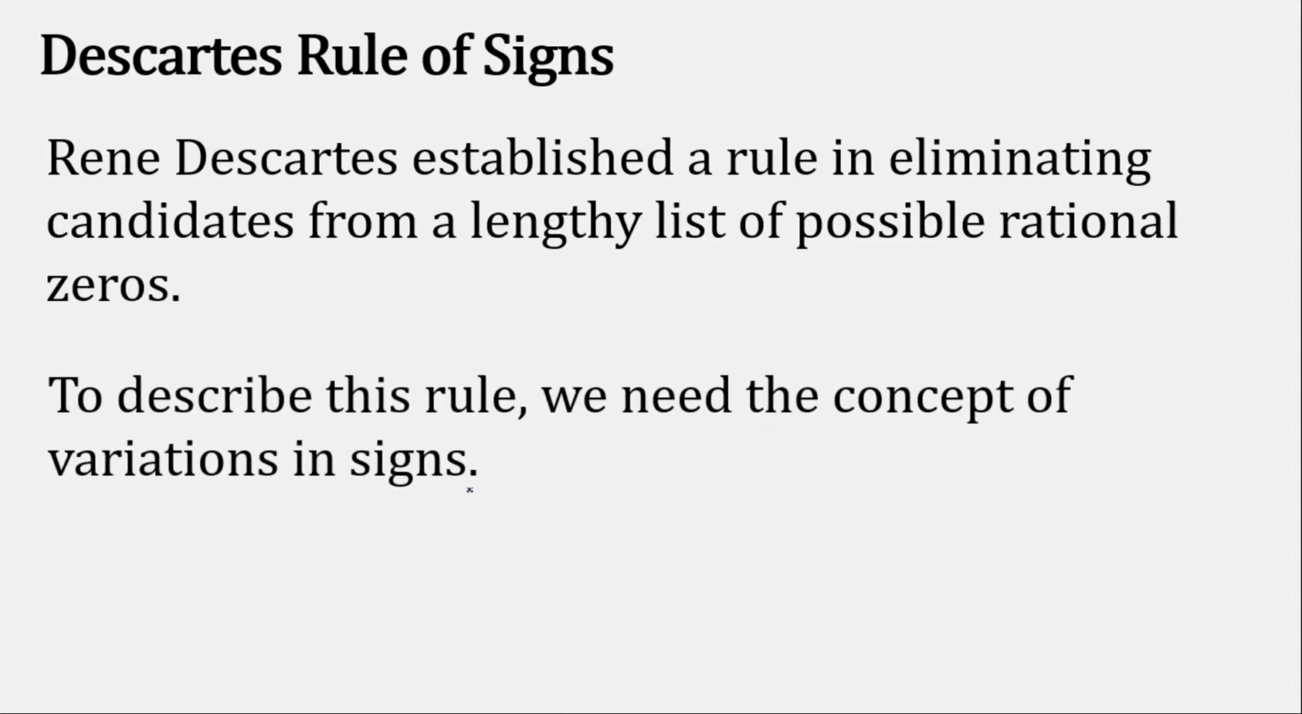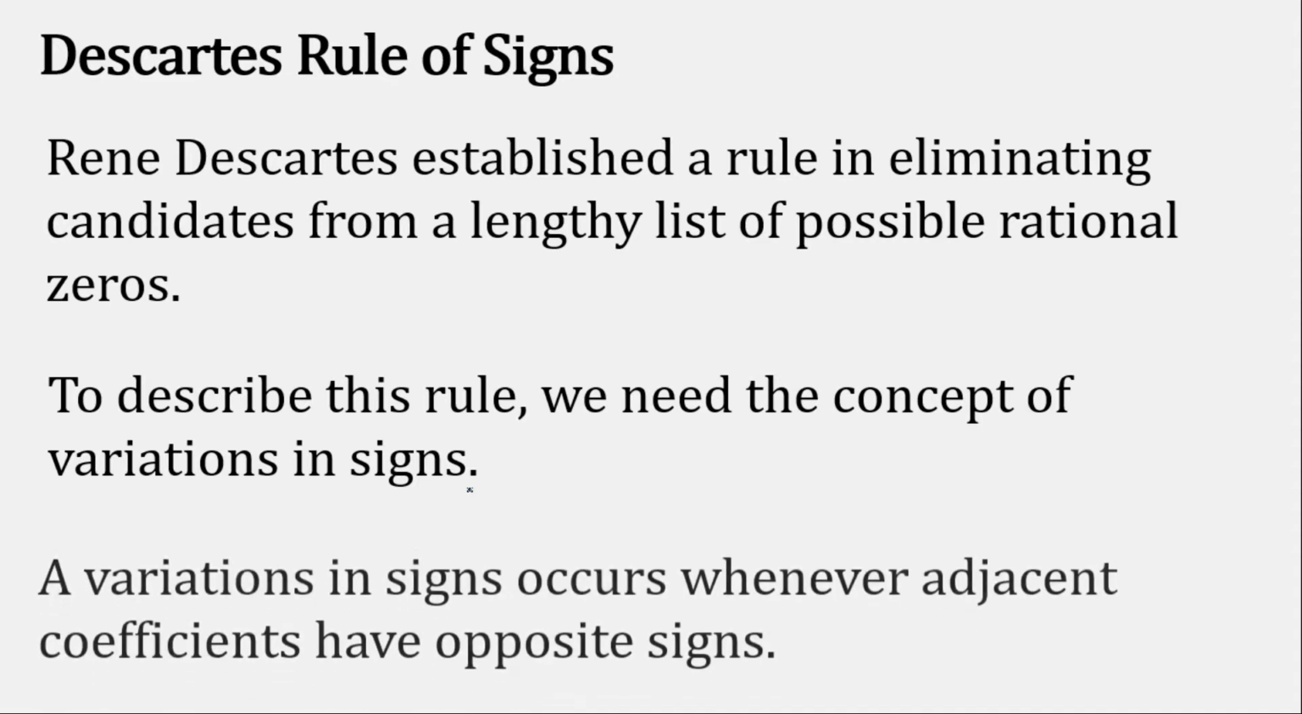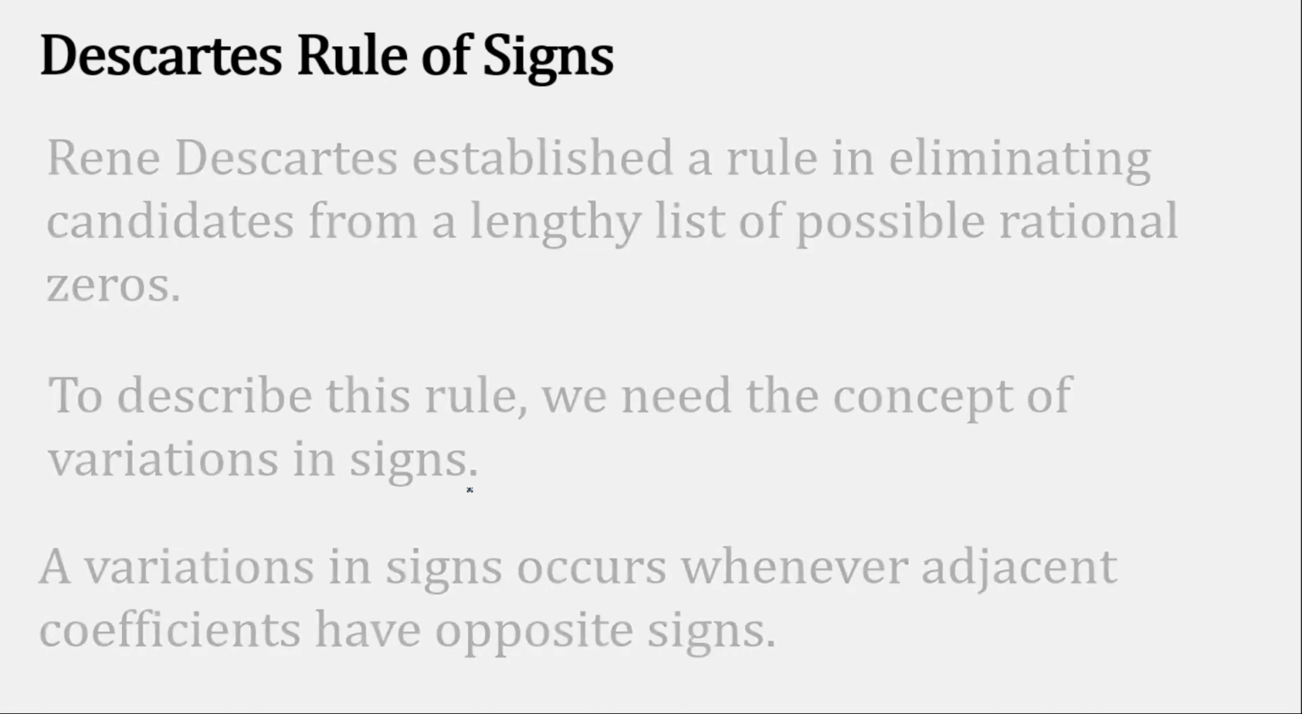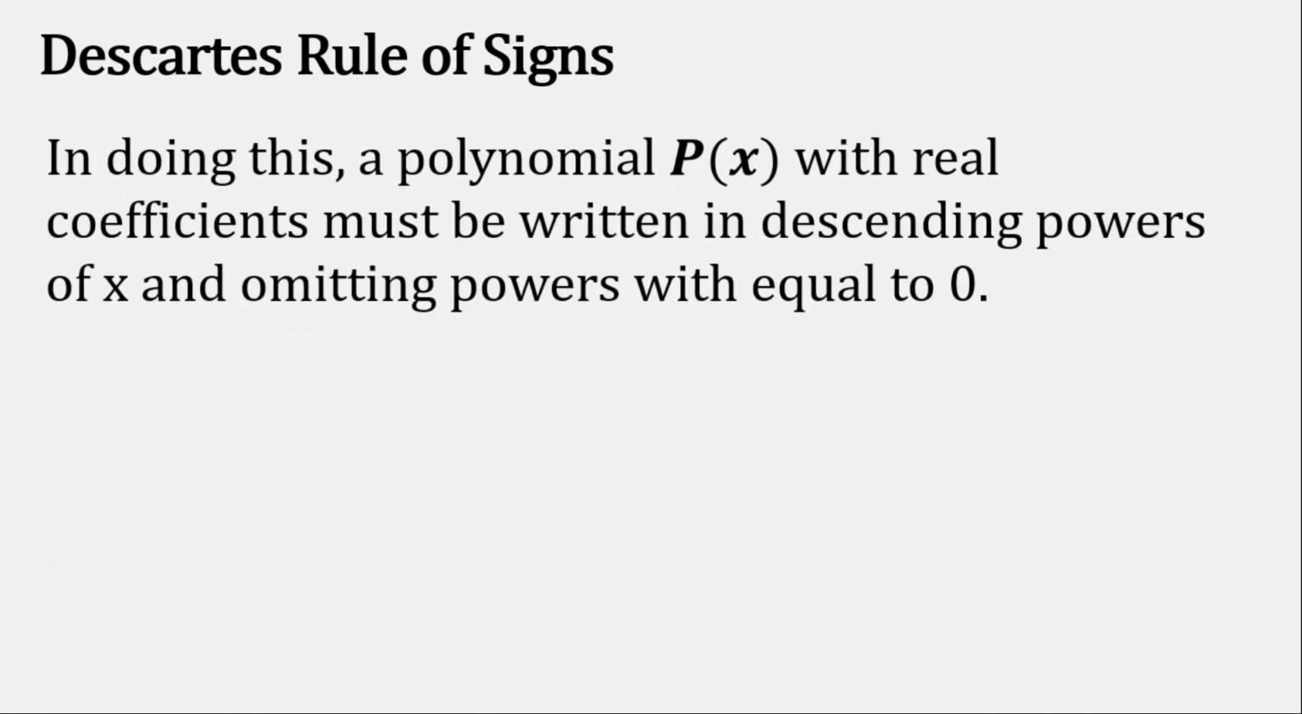Now, to describe these rules, we need the concept of variations in sign. A variation in sign occurs whenever adjacent coefficients have opposite signs. So let me illustrate this in an example. In doing this, a polynomial function with real coefficients must be written in descending powers of x, or in standard form, omitting the powers with a coefficient equal to 0.